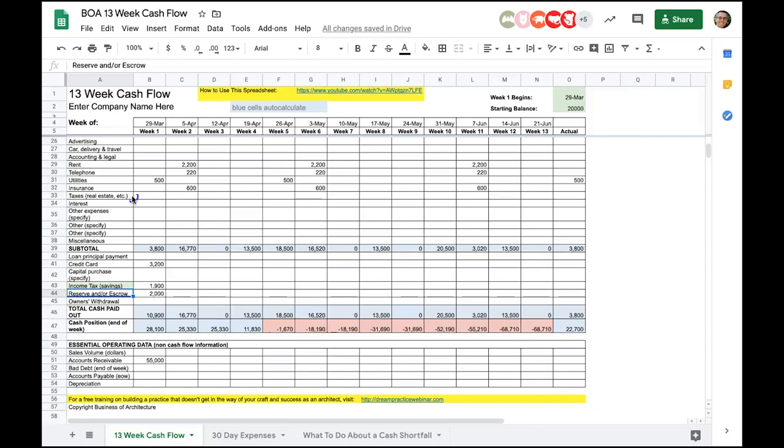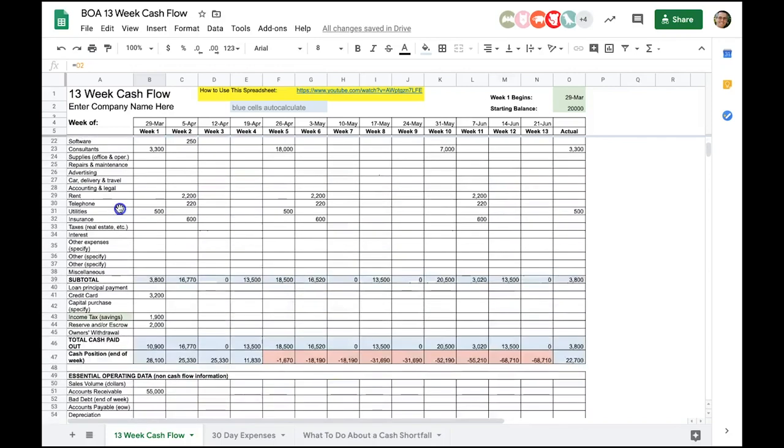So we can see here in week one, we expect to pay out $10,900 in cash, which leaves us in a cash position of $28,100. Now we're doing pretty good because you can see we started in a cash position of $20,000. By the end of the week, we're up to $28,100. So this is a sign of a healthy business. We're saving for reserves, we're saving for taxes, and we're making extra money.